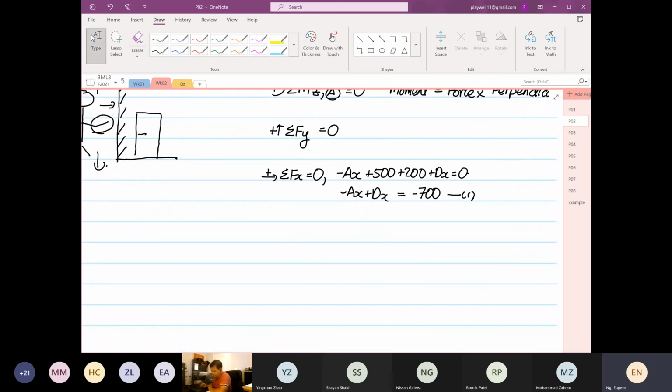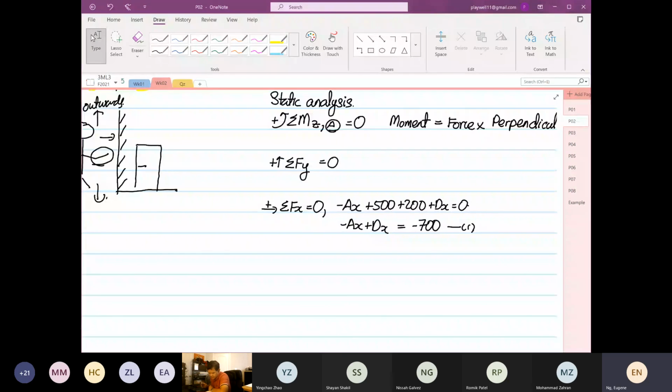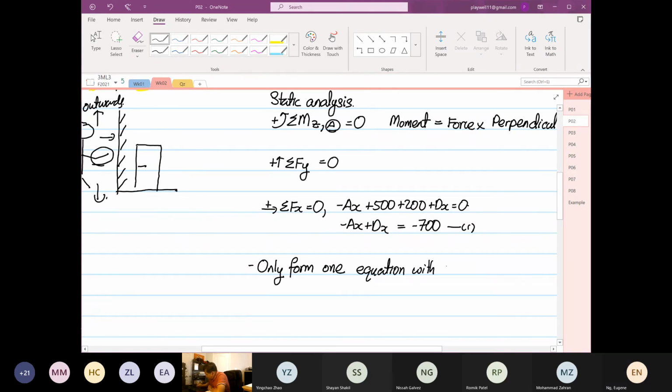So from here, we have completed our static analysis only. What we have done is we only form one equation with two unknowns. So we know mathematically we cannot solve this, right?